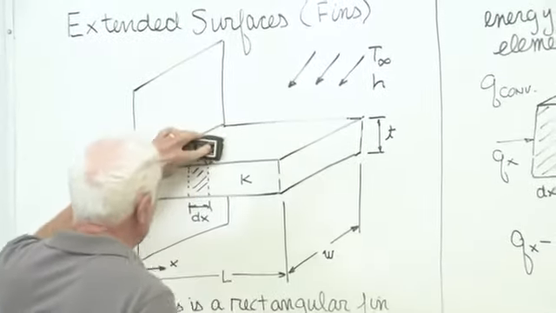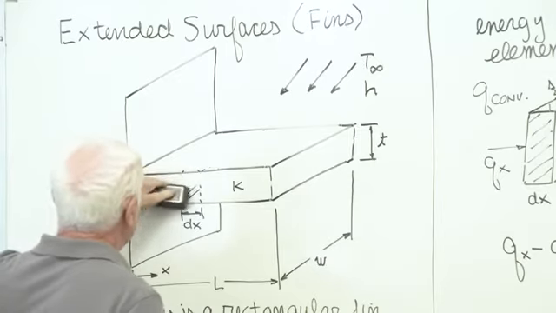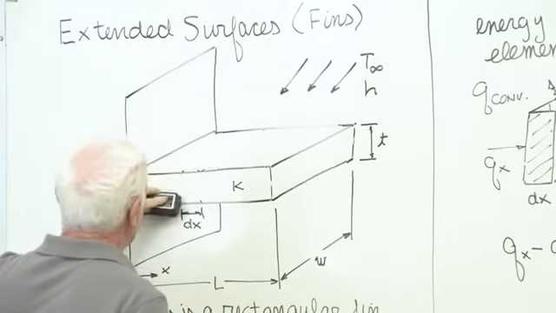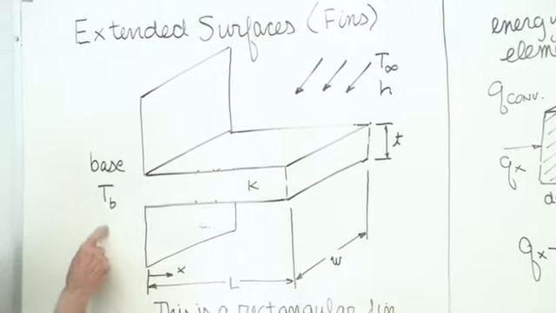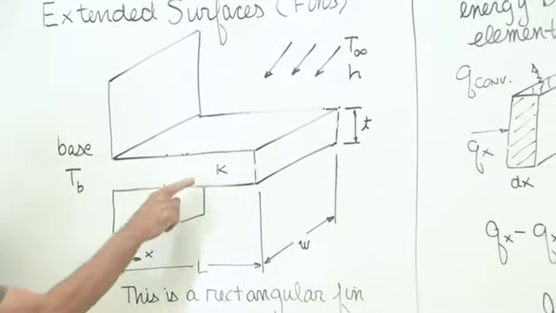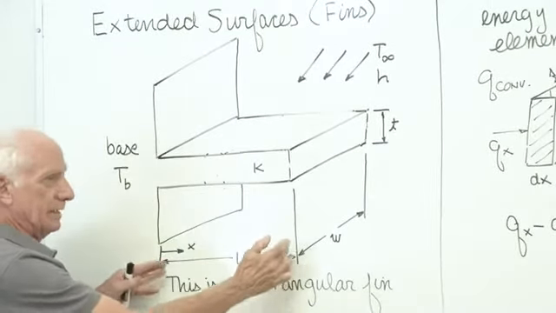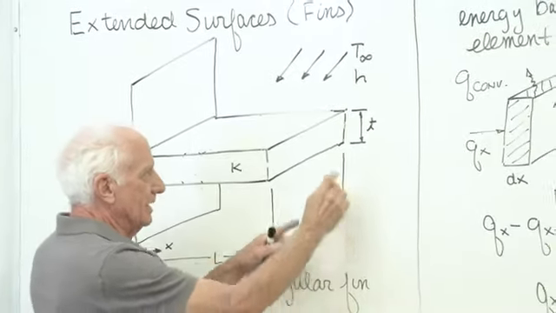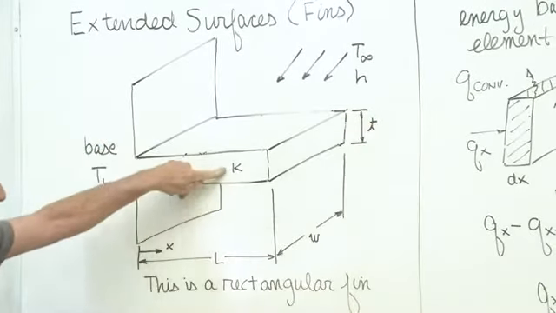The surface you add the fins to is called the base. So the base is the area that you add fins to. Here's the base, TB. Here's the fin. Its length out from the base is L. Its width is W. Its thickness is T. Its thermal conductivity is K.